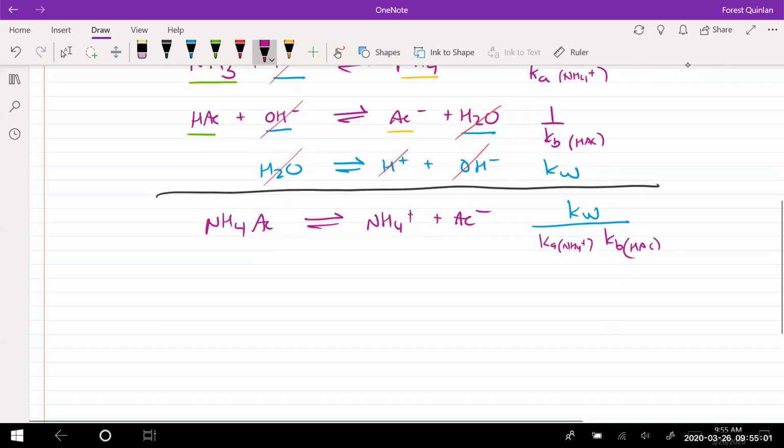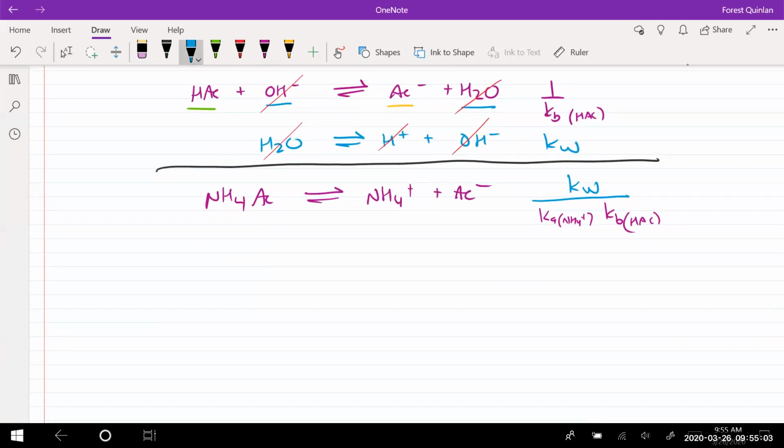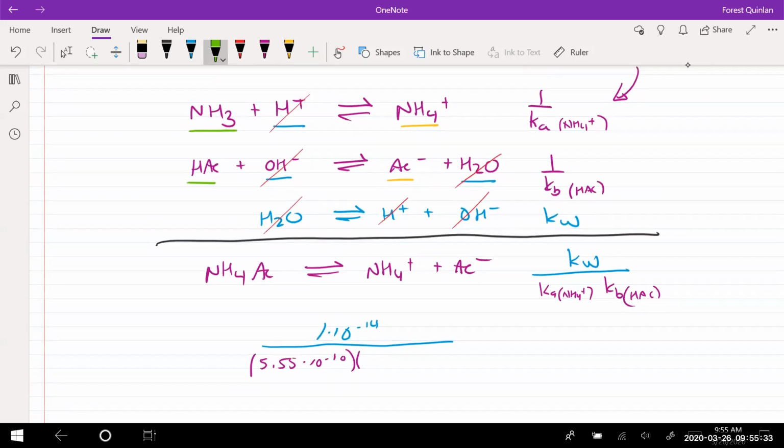If you plug those in, you'd have 1 times 10 to the minus 14, all divided by, I think both of these are the 1.8 times 10 to the minus 5s. No, they're the 5.5 times 10 to the negative 10s, right? Yeah. Wait, so what happened to your HAC and your NH3 from the... They combined, right? Oh, they combined to make NH4AC? Right. Okay.